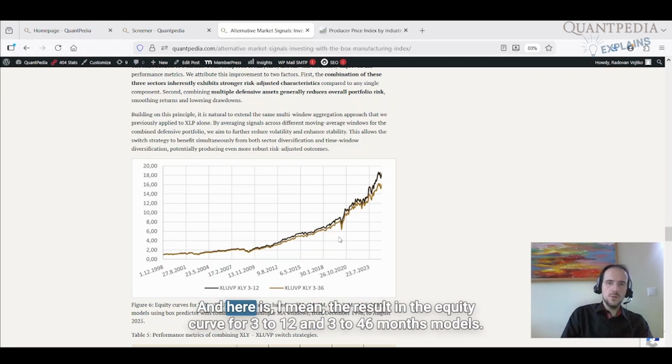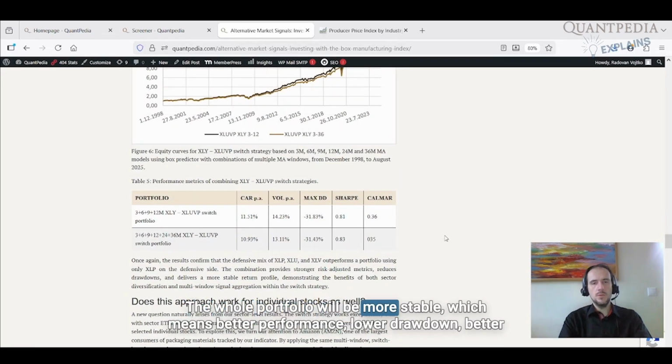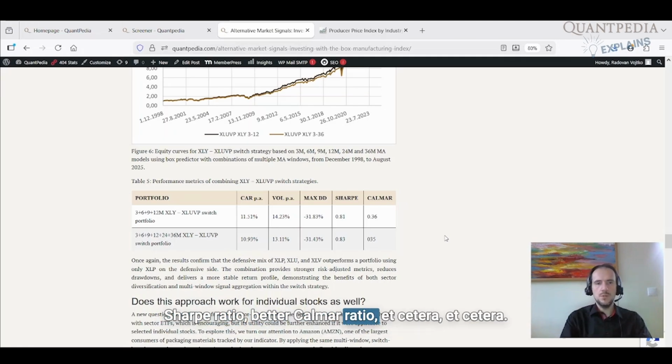That's what I will do, and here is the resultant equity curve for the 3 to 12 and 3 to 46 month models. What you will get is diversification. The whole portfolio will be more stable, which means better performance, lower drawdown, better Sharpe ratio, better gamma ratio, etc.